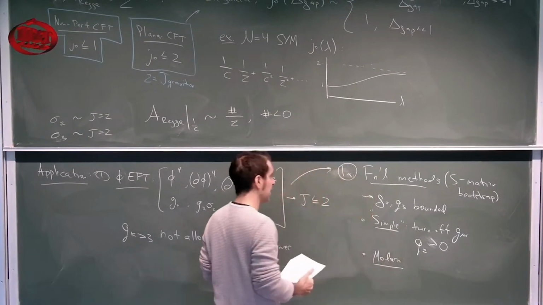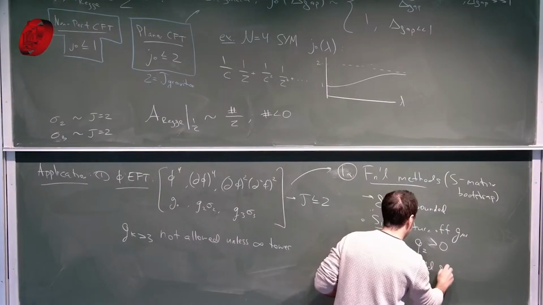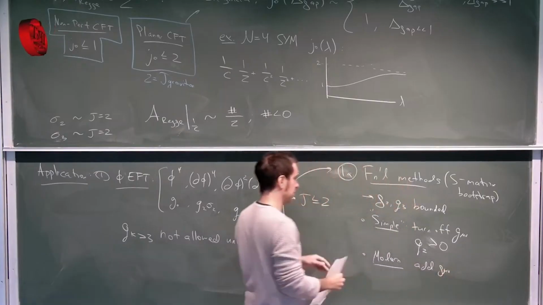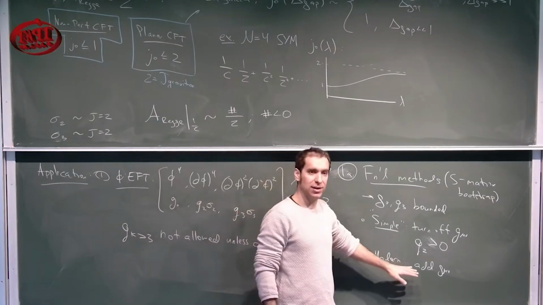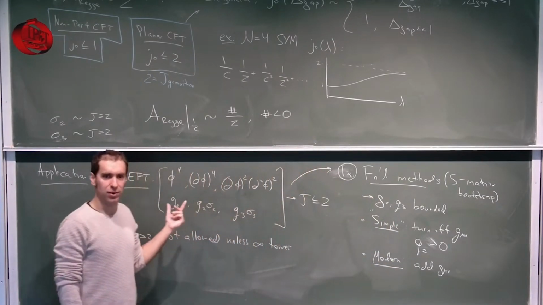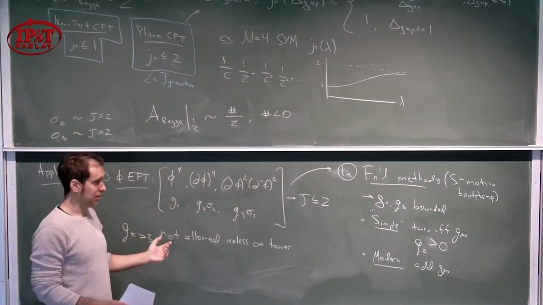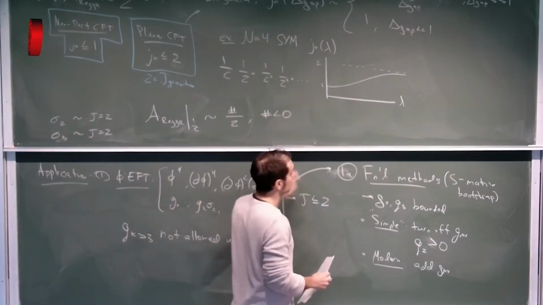There are some more sophisticated modern bounds, which involve gravity itself. So instead of some scalar toy model, now we say we have a gravitational action, and we have terms like these, d phi to the fourth and so on. Can we constrain these coefficients, G2 and G3? And you can.